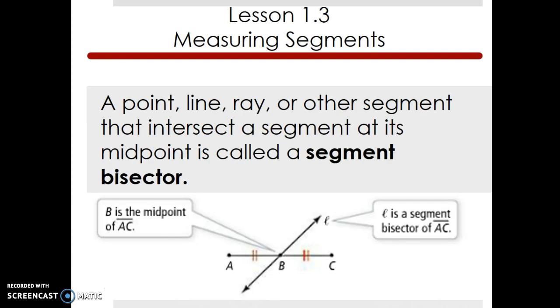The next thing you need to know is that a point, line, ray, or other segment that intersects a segment at its midpoint is called a segment bisector. A bisector is basically something that cuts something into two halves. Anything that goes through a segment and cuts it in half is called a segment bisector. So this line is what's cutting it into two halves. Line L is the segment bisector of AC because it's cutting AC into two equal parts.